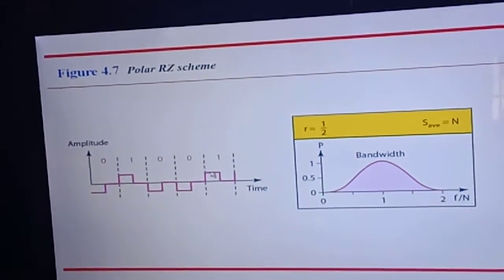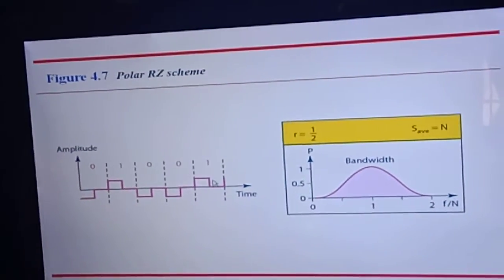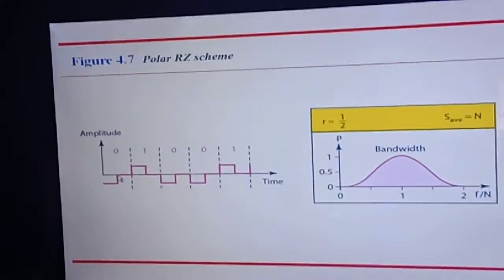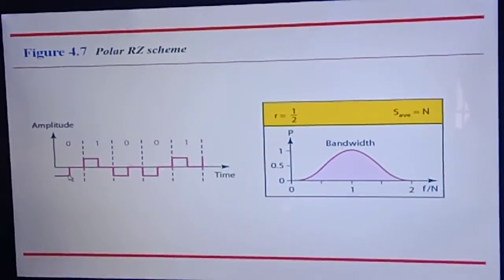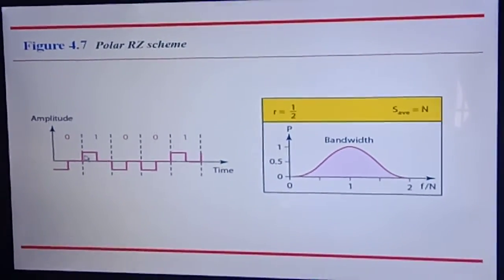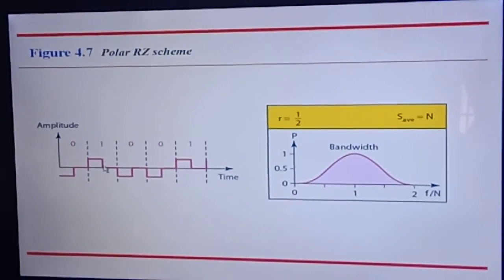When the next bit is 1, you come from positive to neutral. So 0 is negative to neutral, 1 is positive to neutral. So here we are considering 0, 1: negative to neutral. When the next bit is 1, again you have to move to positive and then go from positive to neutral.